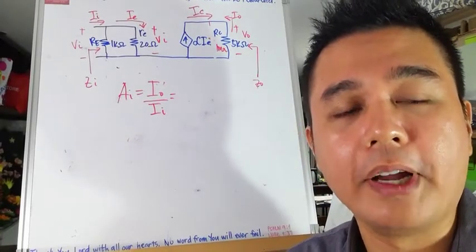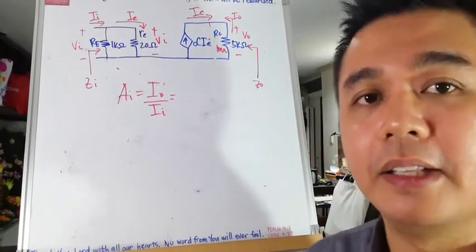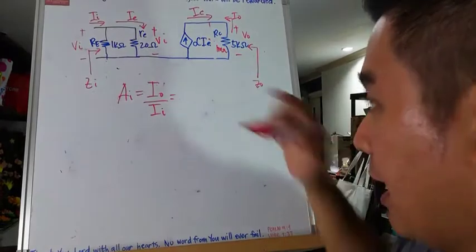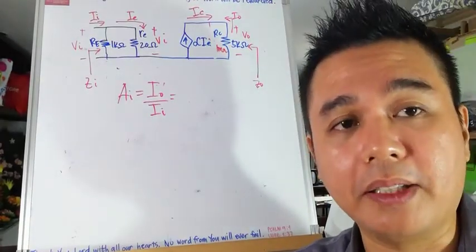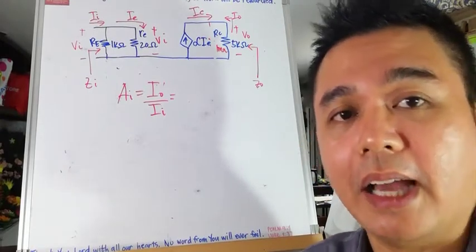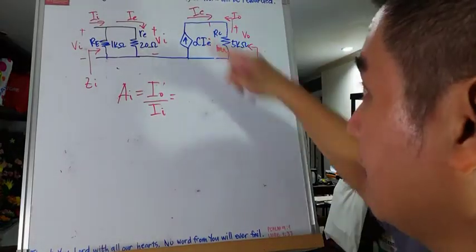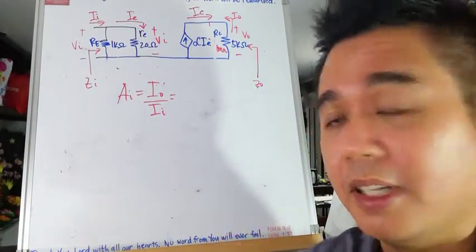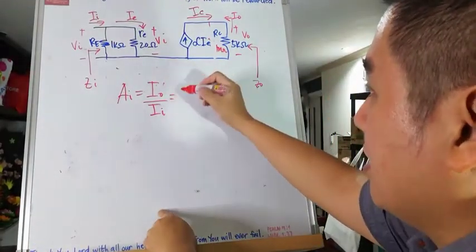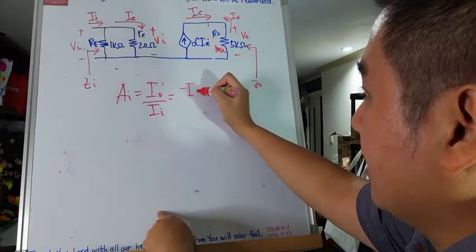Last, let us solve for the current gain. Ang current gain is defined by output current over input current. So, output AC current divided by the input AC current. Ano ba yung output AC current natin? Yan ba equal sa IC? Yes, but sa lungat sila ng direksyon, kaya I out is equal to negative IC.